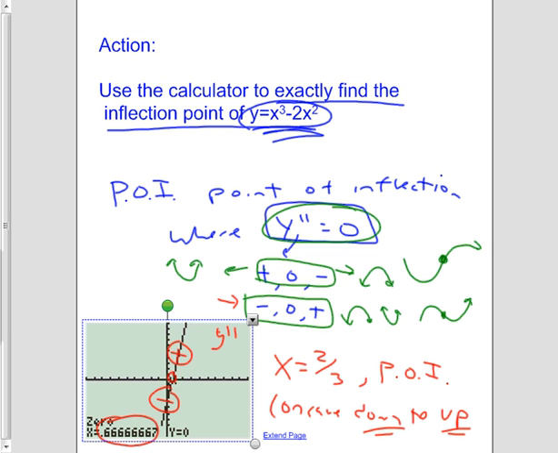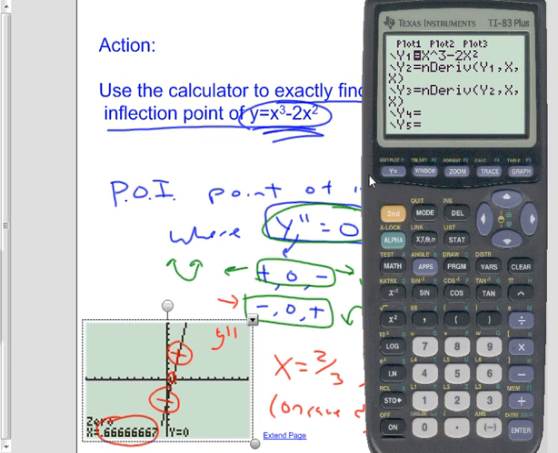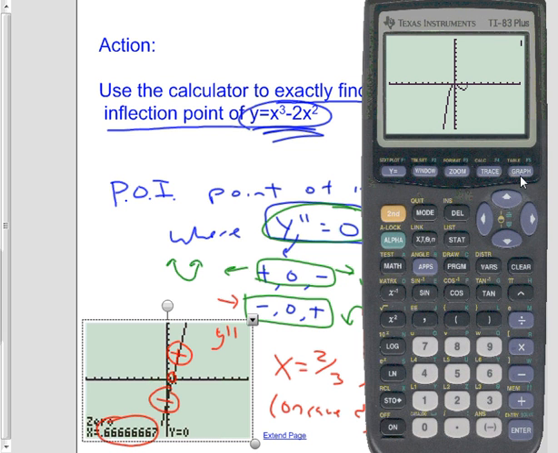And just to confirm that, let's look at a graph of the function itself, just to say, at x equals 2/3, does it go concave down to concave up? So we turn off Y2 and Y3, we press graph, and we notice here at 2/3, like we would expect, we've got a point of inflection where it goes concave down and then concave up.